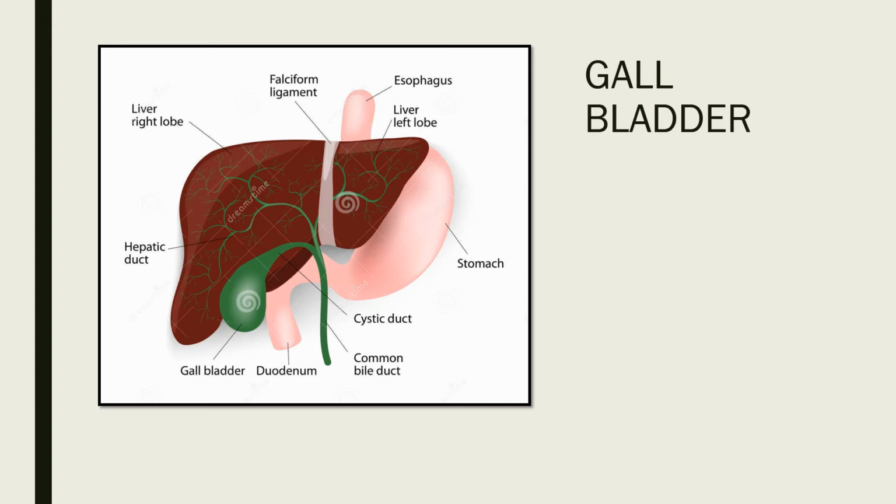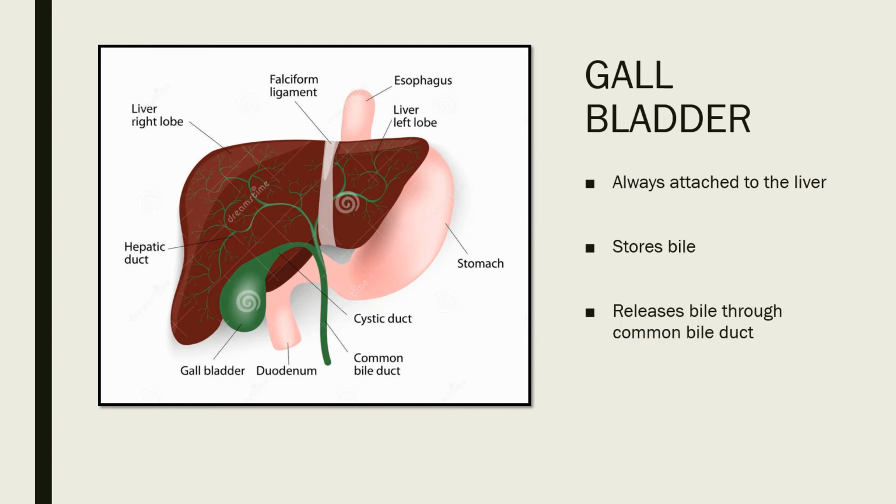Alright, so moving on to the gallbladder. The gallbladder is important, and it's always attached to the liver because it stores the bile that the liver has produced. And then it releases the bile through the common bile duct.